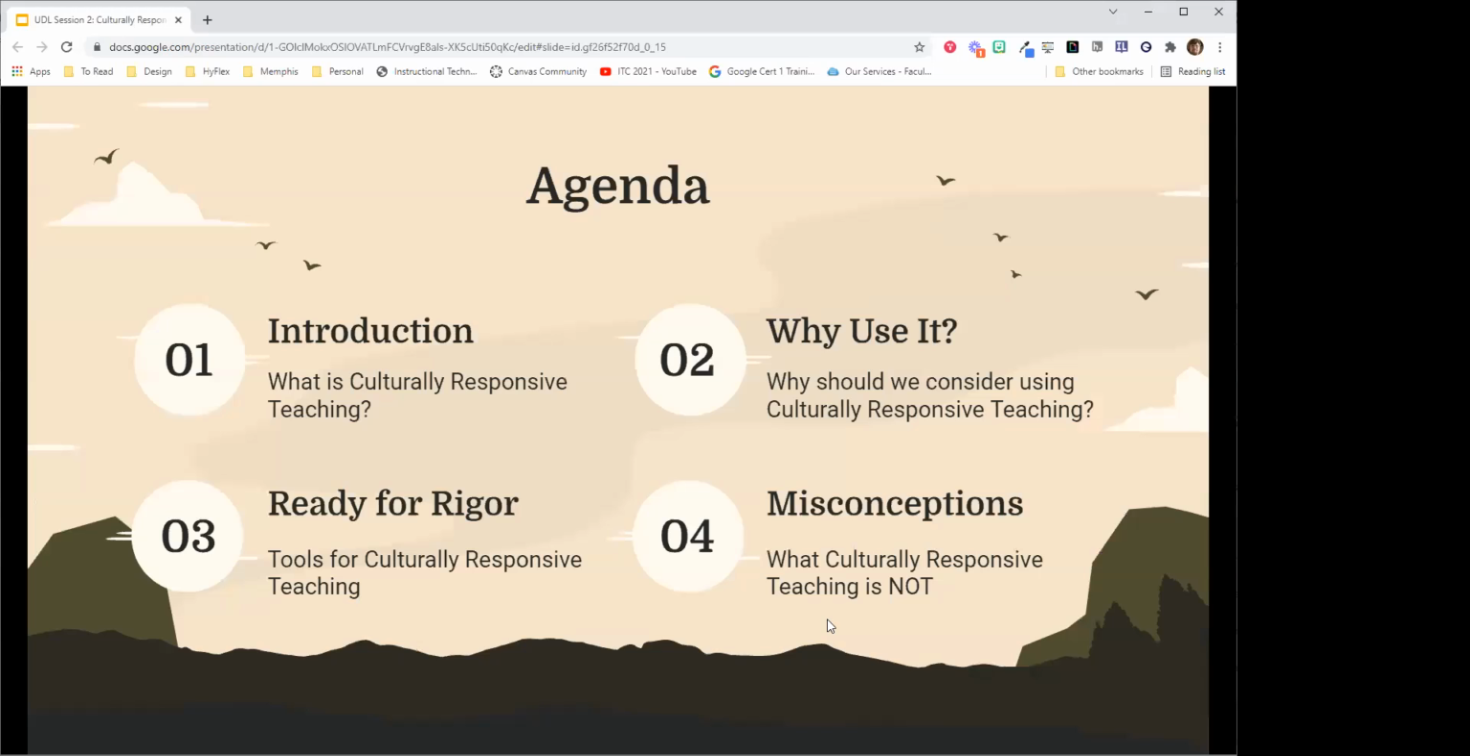So this is our agenda today. We're talking specifically about what culturally responsive teaching is. We're going to talk about why we use it. We're going to give you a framework for this. And then we're going to talk about some misconceptions of it, about what culturally responsive teaching is not. So we're excited that you are here today and hope that we can answer some of these questions.